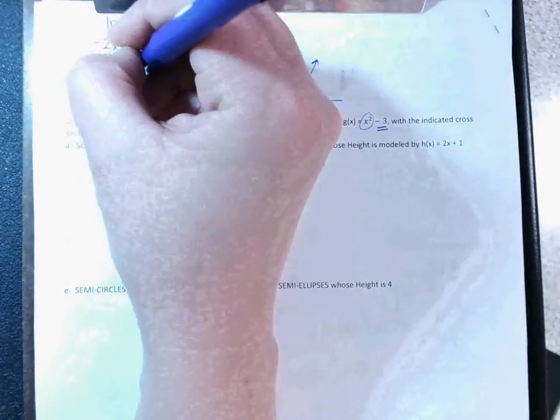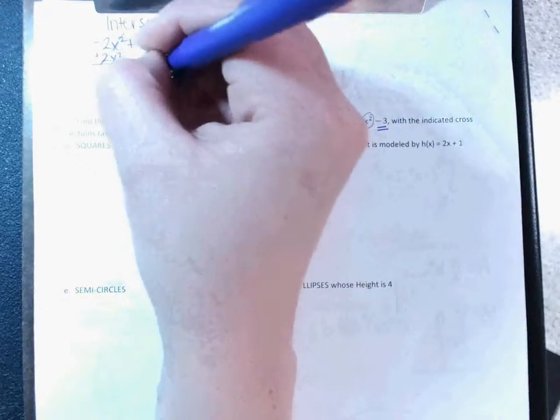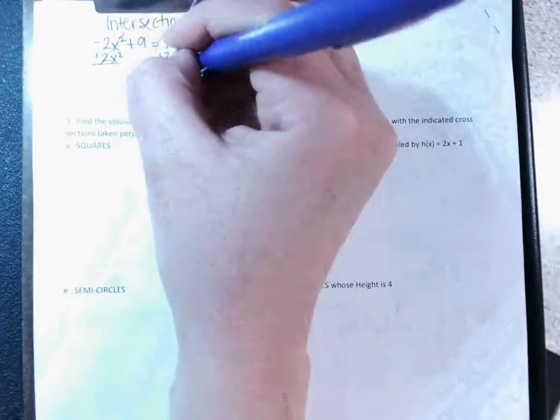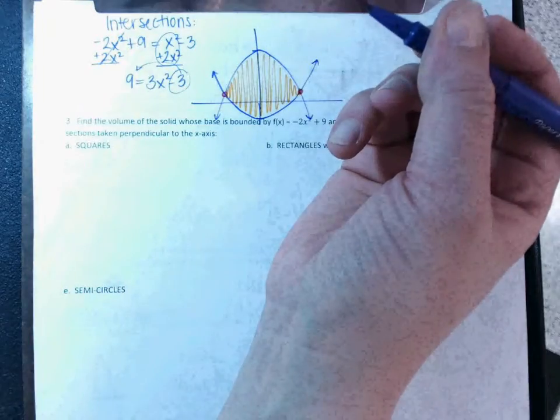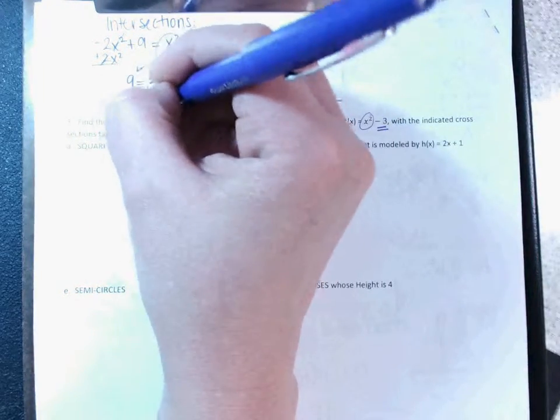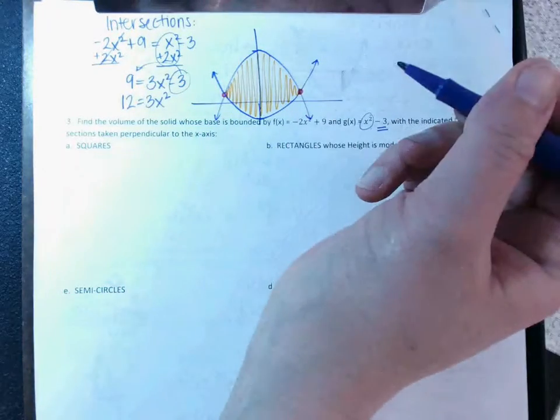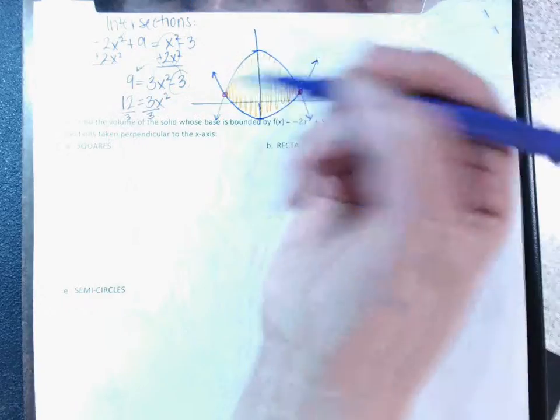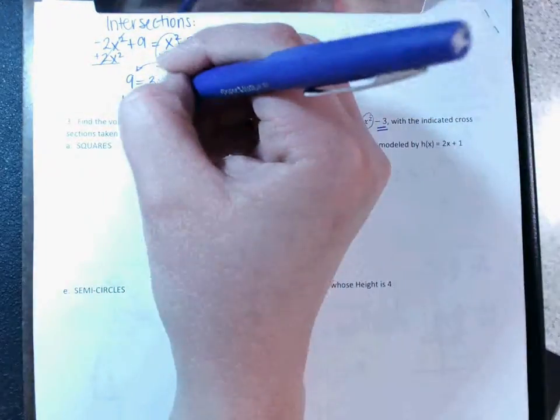So I have 9 equals x squared plus 2x squared is 3x squared. Then from here I'm going to take my minus 3 and add that across. So 9 plus 3 gives me 12. Okay, hopefully you can see that my next step here is going to be to divide by 3. Okay, 12 divided by 3 gives me 4.